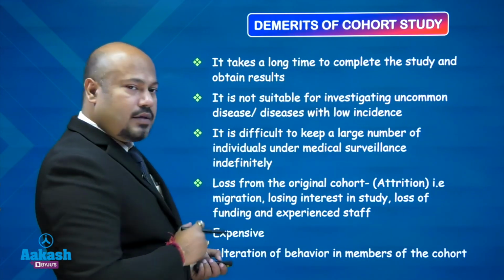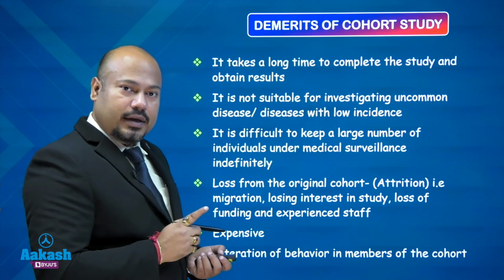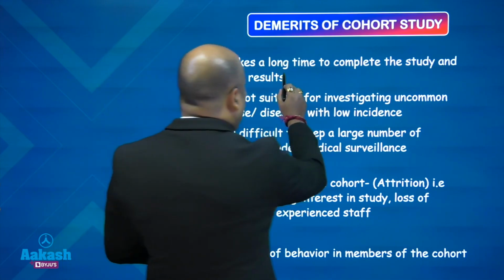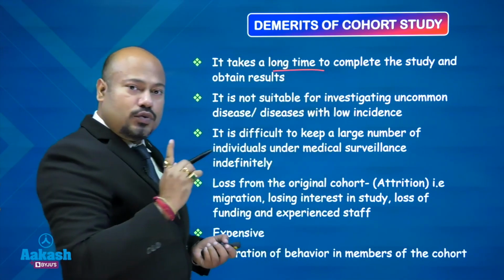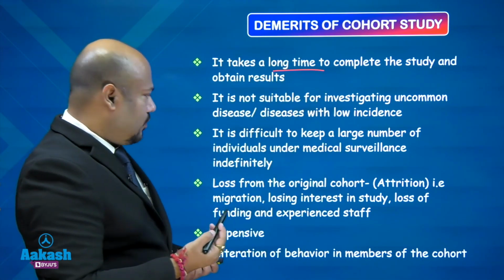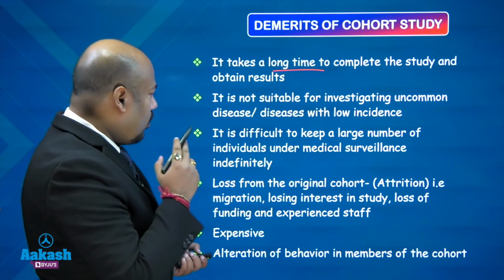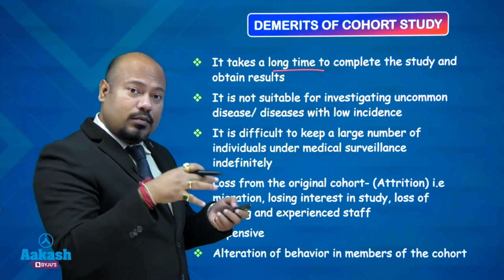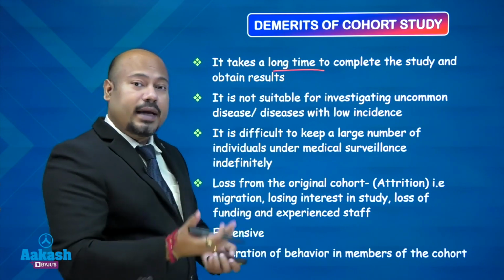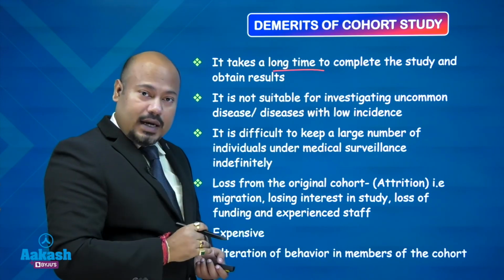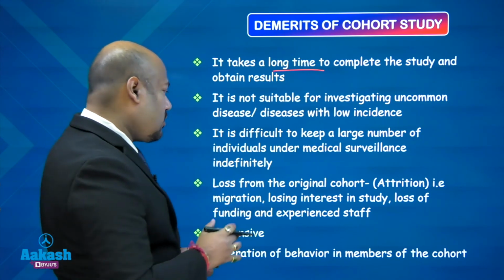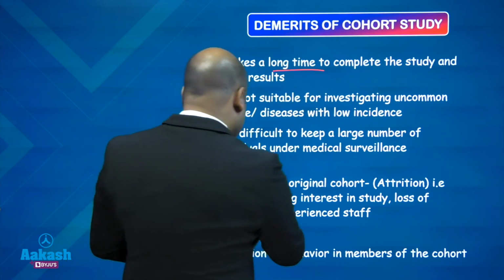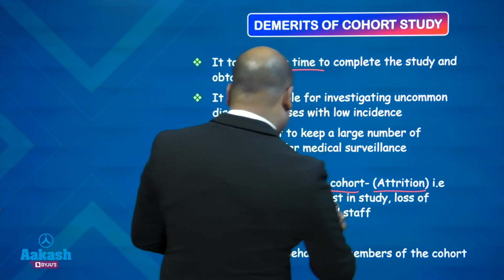And what are the demerits? Demerits will be, it will take a long time to complete the study. It is not suitable to investigate a rare or uncommon disease. One more thing is that you have to keep a large number of individuals under surveillance for a long time, so you can suffer from attrition. Attrition means loss of members from the original cohort.